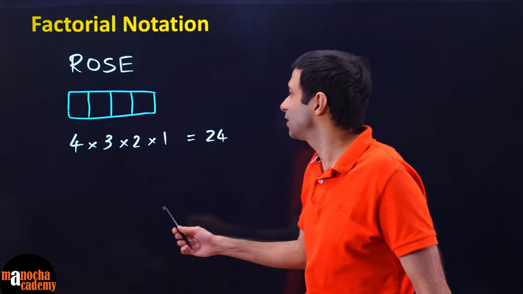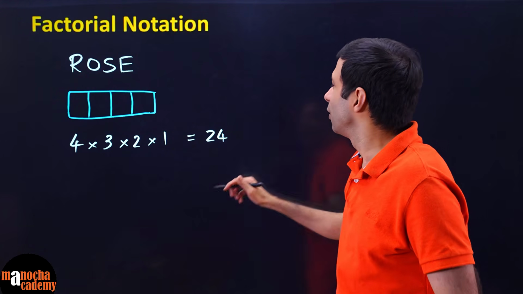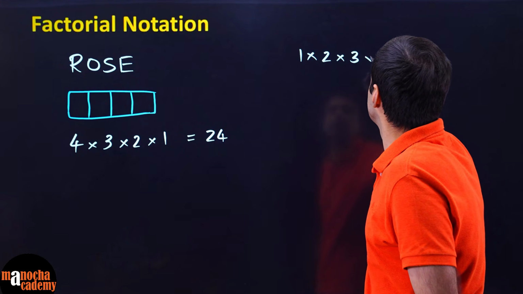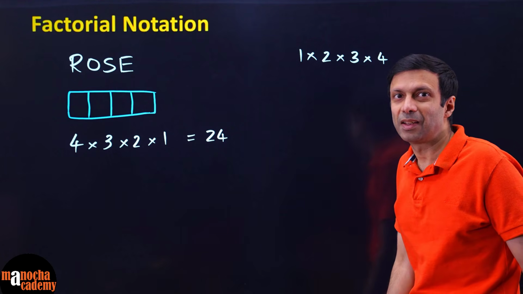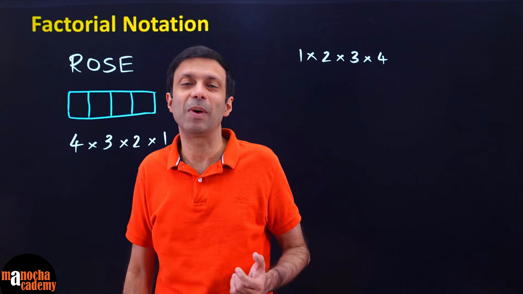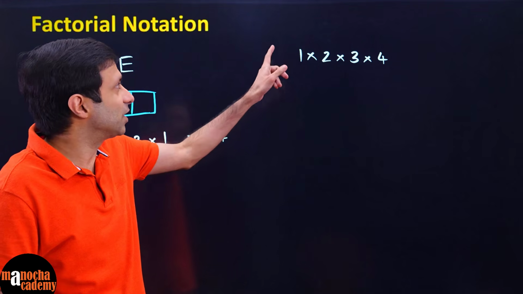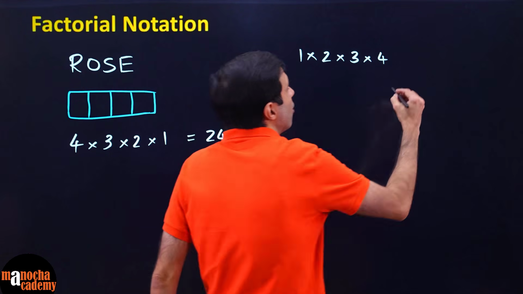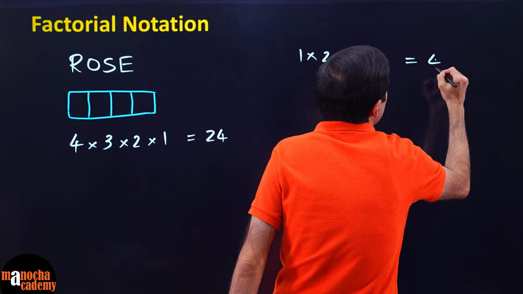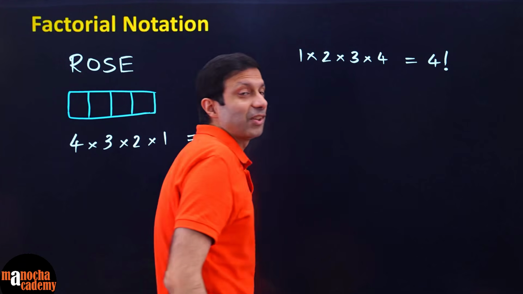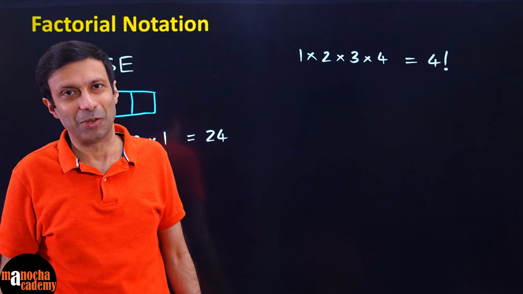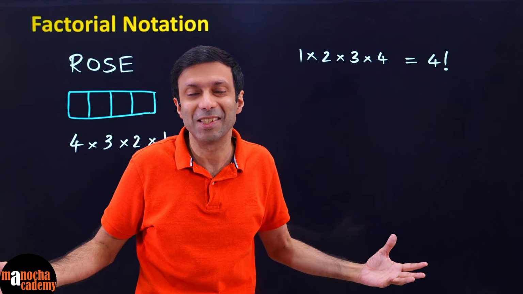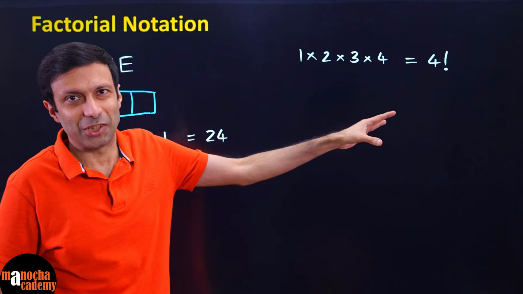Or if you look at the other way, we were basically doing 1 times 2 times 3 times 4, if I write it in reverse order, right? And this has a special notation in mathematics. When you do this type of multiplication starting from 1 to a certain number like 4 here, this is called factorial of this number. This is called 4 factorial, and it is represented by 4 with an exclamation mark. This is not an English exclamation mark like, oh my god, what is this? This is the factorial notation.